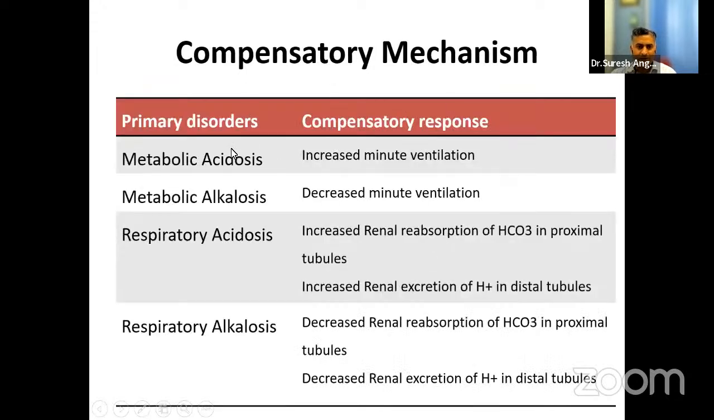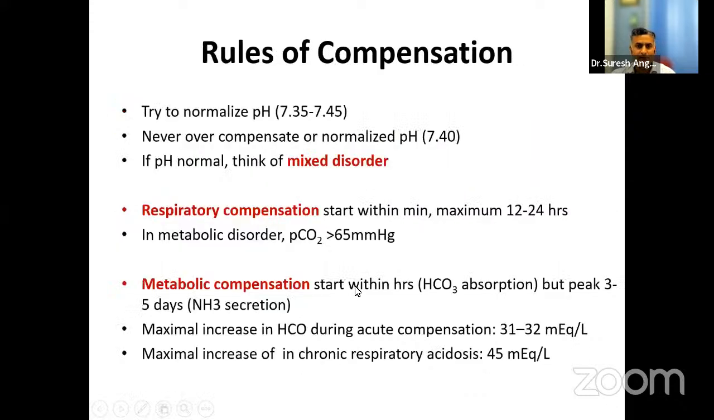So if there is metabolic acidosis, the respiratory compensatory mechanism may be in the form of increased minute ventilation. Whereas if there is metabolic alkalosis, then there will be a decrease in minute ventilation. For respiratory acidosis, there will be increased reabsorption of bicarbonate in the proximal tubules and increased renal excretion of hydrogen ion in the distal tubules. In respiratory alkalosis, there will be decreased renal reabsorption of bicarbonate in the proximal tubule and decreased excretion of hydrogen in the distal tubule. So these are the various compensatory mechanisms.